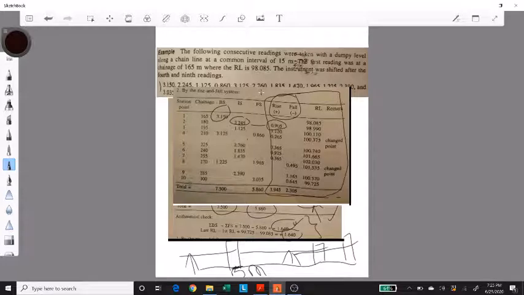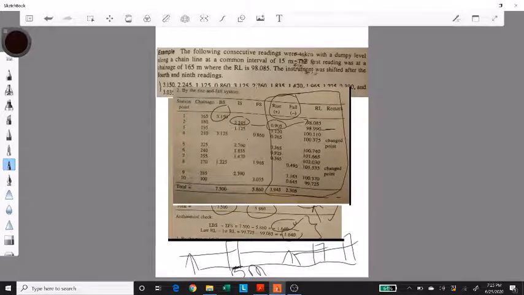So now that we have calculated the rise, you will just add it in the reduced level of the first point, and the second point was 0.905 meters above the first point. So by adding, you get the reduced level of the second point, which is 98.990. Now you move to the third point.